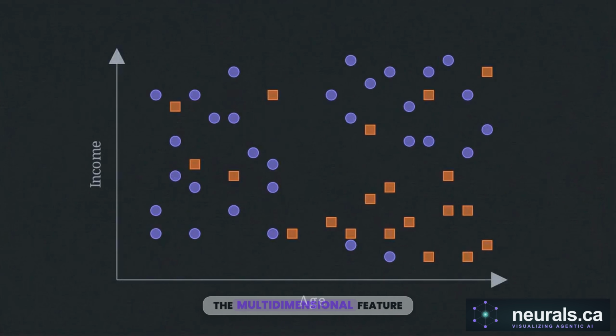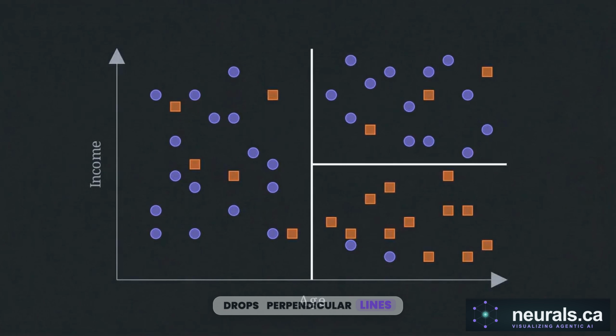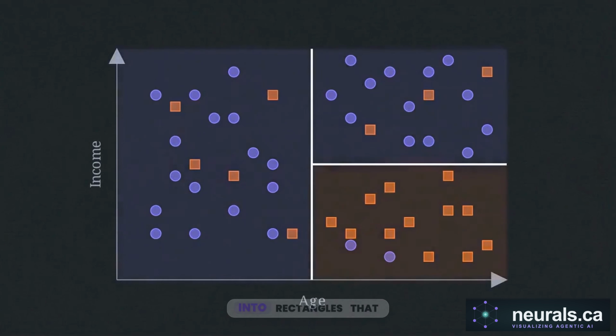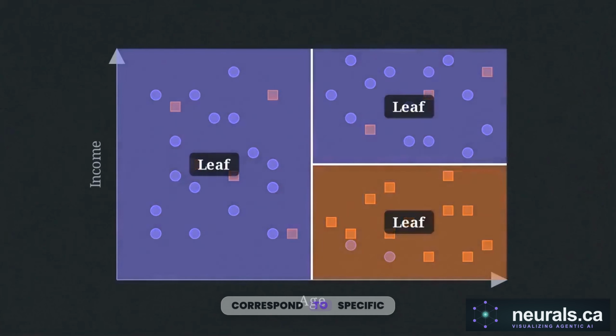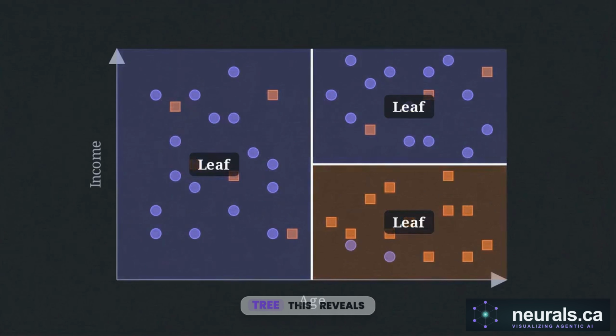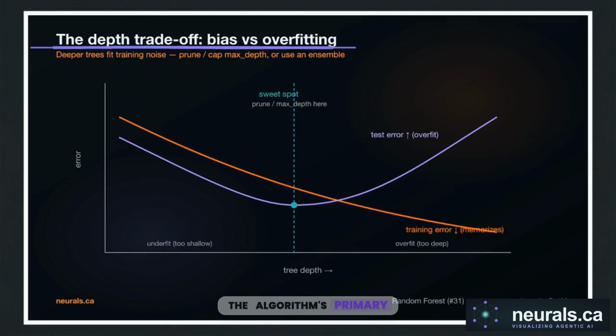This model functions as both a flowchart and a spatial map. Every yes or no question helps divide the multi-dimensional feature space. The algorithm drops perpendicular lines along the axes, slicing the data into rectangles that correspond to specific leaves on the tree. This reveals the algorithm's primary vulnerability.